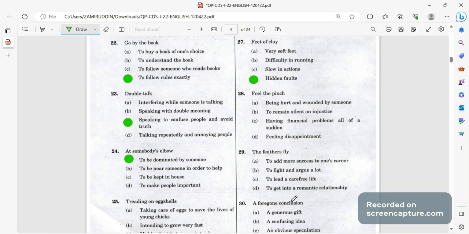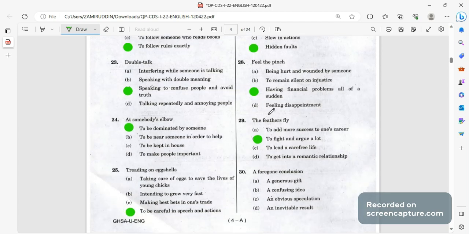Feel the pinch, having financial problems all of a sudden, अचानक से तुम्हारे financial problem आ गया. Feel the pinch, all of a sudden you are having some financial problem you are facing. Feathers fly, to fight and argue a lot. Feathers fly मतलब एक दूसरे से फाइट करना. Feathers fly which means to fight. पिलो फाइट करते हैं ना, वैसे ही feathers fly हम लोग याद कर सकते हैं. हमारे तकिए में जो feathers होते हैं वो fly कब करेंगे, जब हम फाइट करेंगे. Like this you can remember.